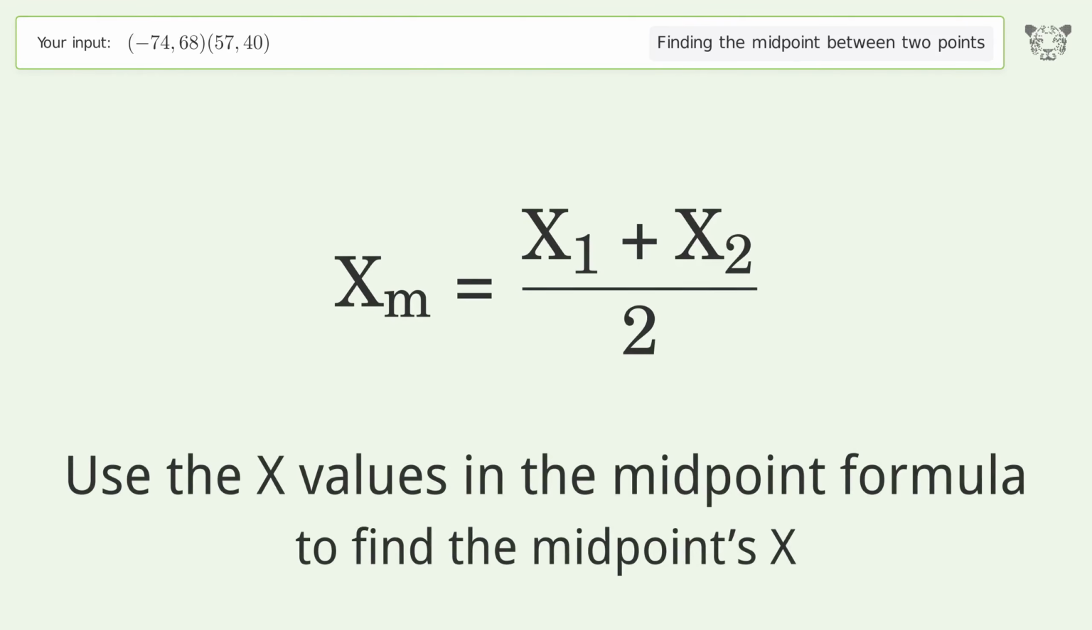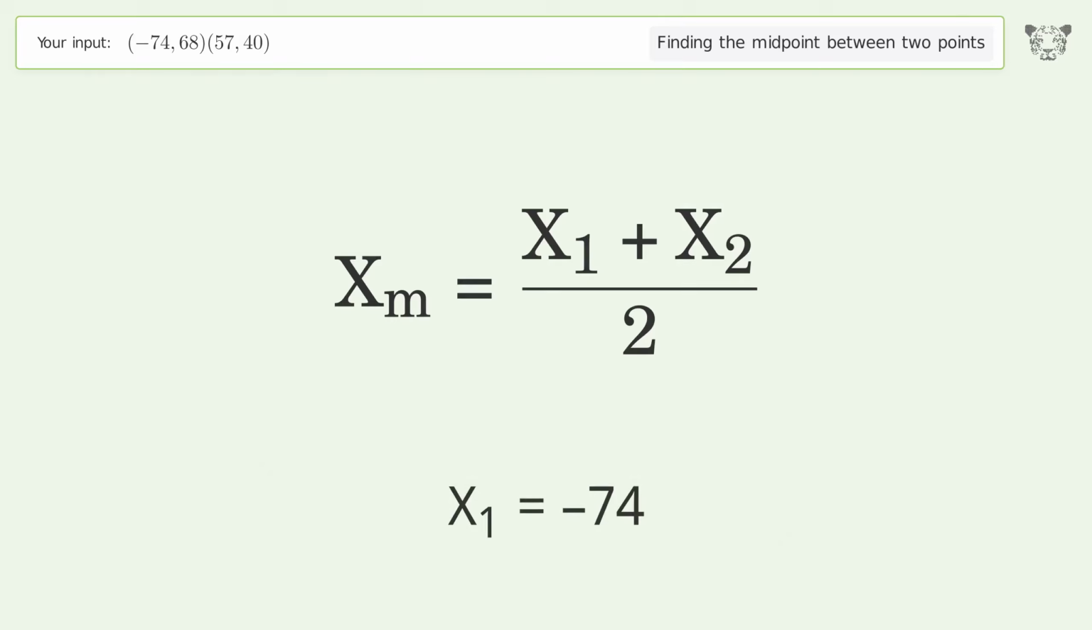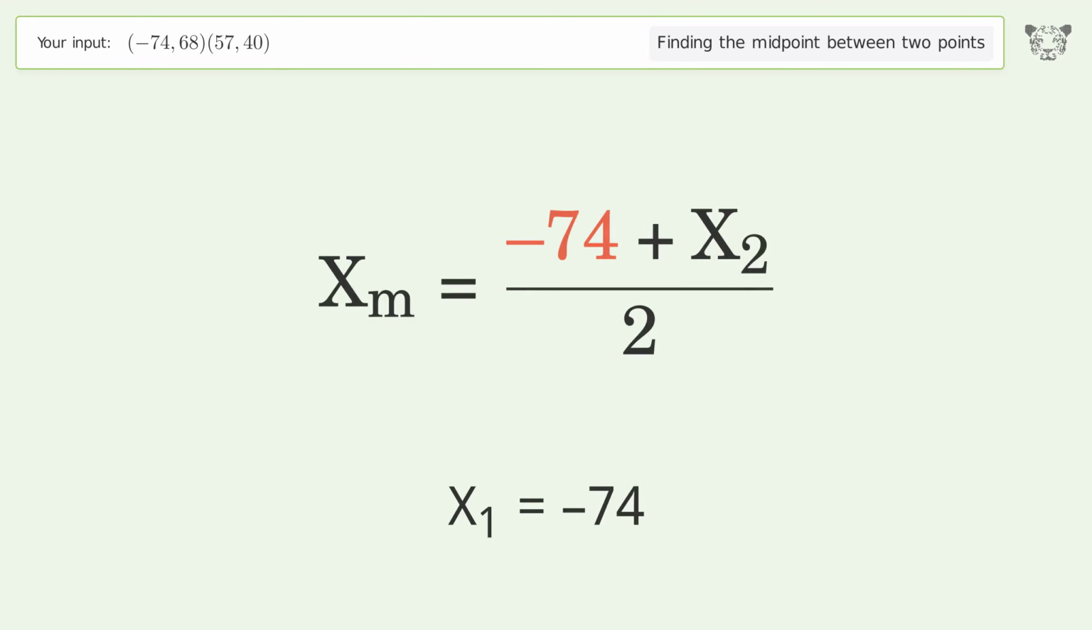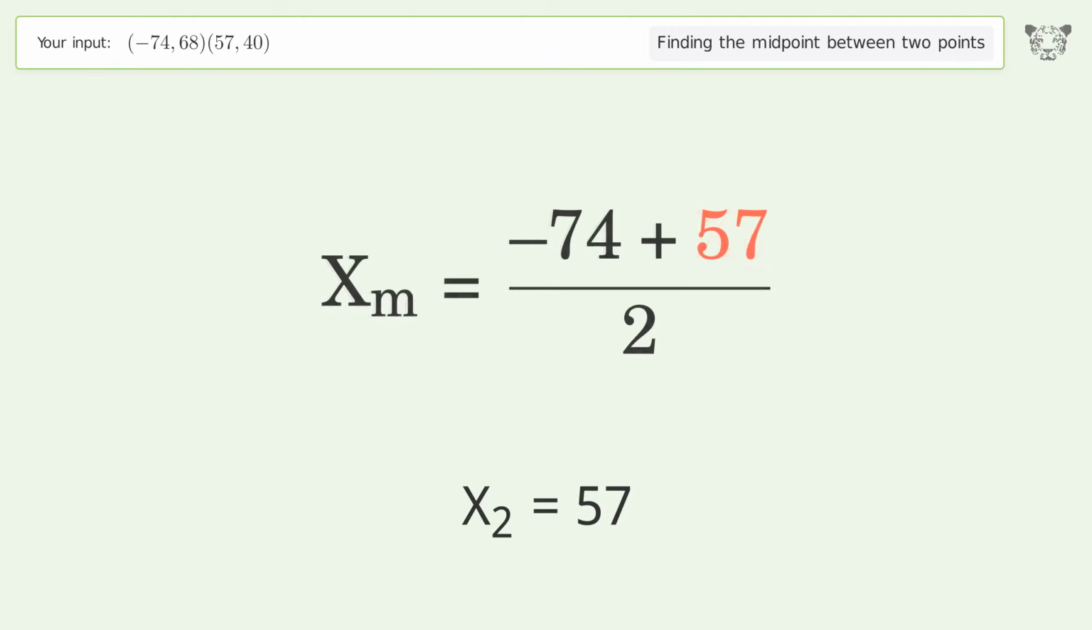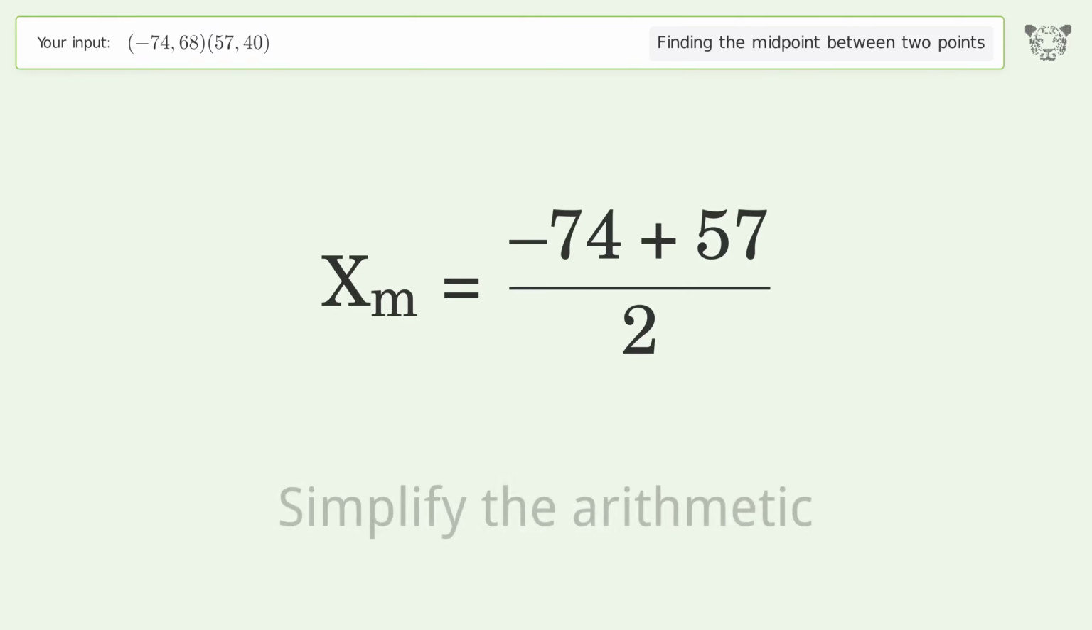Use the x values in the midpoint formula to find the midpoints x. x1 equals -74. x2 equals 57. Simplify the arithmetic.